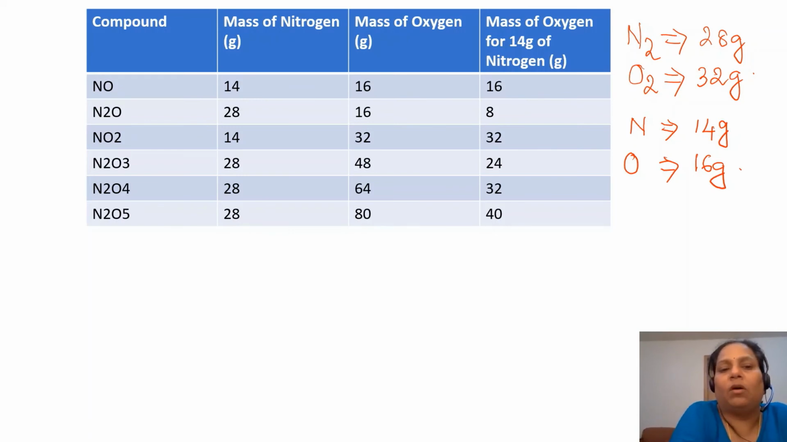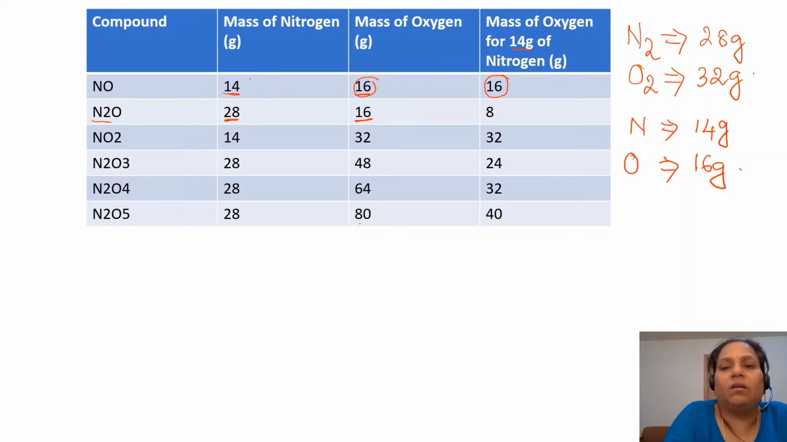So in NO, I have 1 atom each of nitrogen and oxygen. So the mass of nitrogen is 14 and the mass of oxygen is 16 grams. So for every 14 grams of nitrogen, how many grams of oxygen do we have? We have 16 grams of oxygen in NO. In N2O, because I have 2 atoms of nitrogen, the mass of nitrogen is 28 and 1 atom of oxygen is present, so the mass of oxygen is 16.